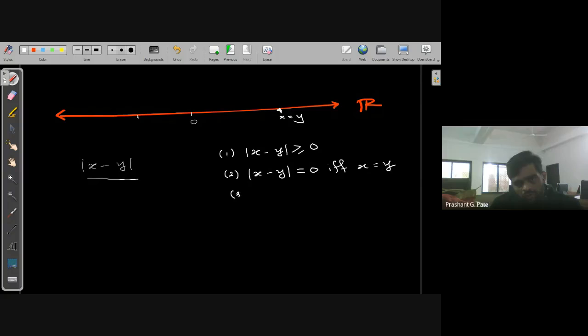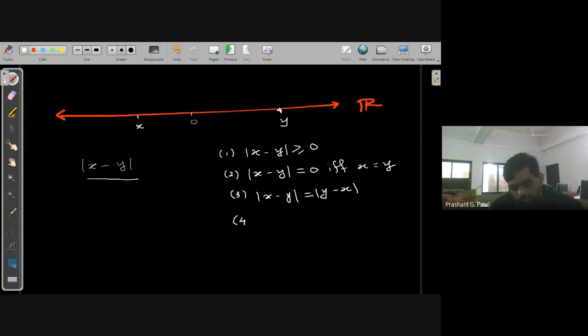The third property that we can observe is that the distance between x and y is the same as the distance between y and x. That is called the symmetry of the distance. If you measure from point x to point y, the same distance holds from y to x. That is a fundamental thing we can notice for the distance.